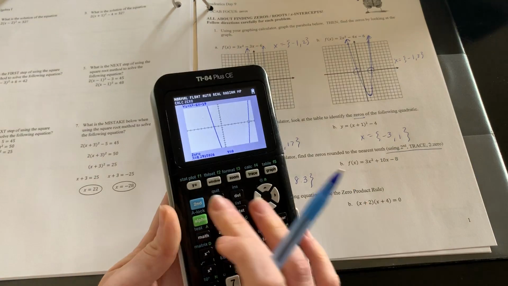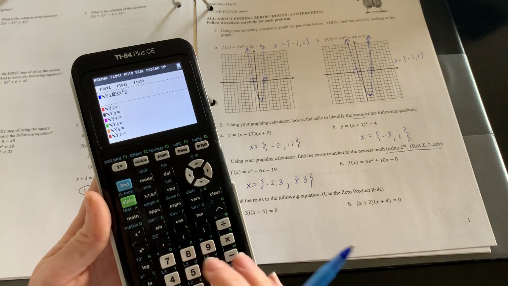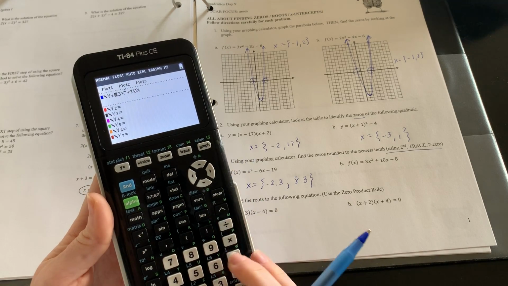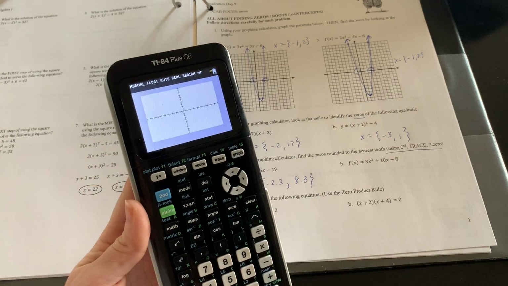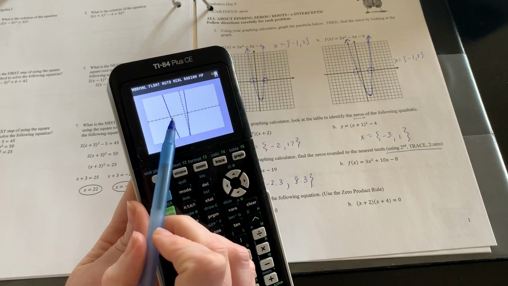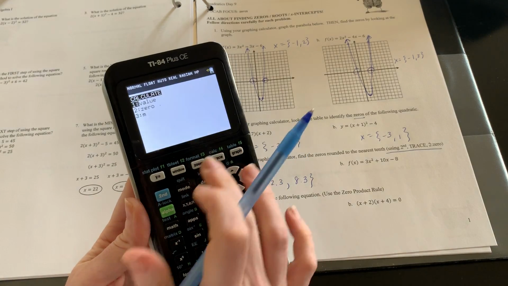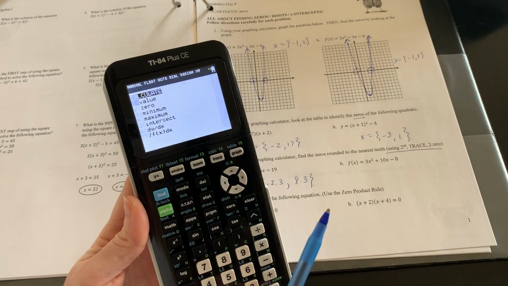Okay, so let's try another one. 3x squared plus 10x minus 8. Take a look at it, make sure it is a parabola and everything you put in is good. It's around -4 and it's around 0 to 1. So we're going to press second trace, find the 0.